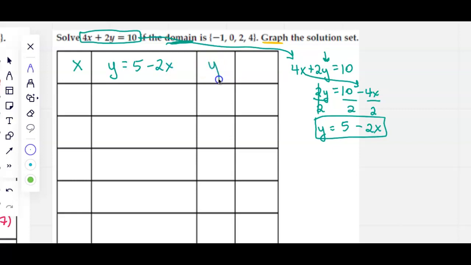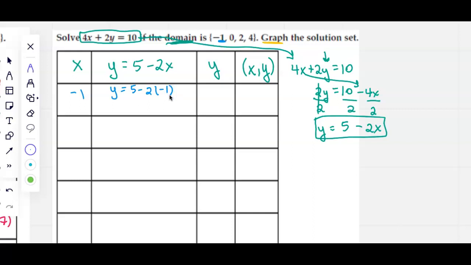Remember, we want to solve for y, and then we write our ordered pair as x, y. There we go. And our first domain it gives us, our first x value we're going to solve for, is -1. So once again, we're going to solve for y, so we keep y equals 5 minus, now that's 2 times x, so that'll be -2 times x, which is -1.